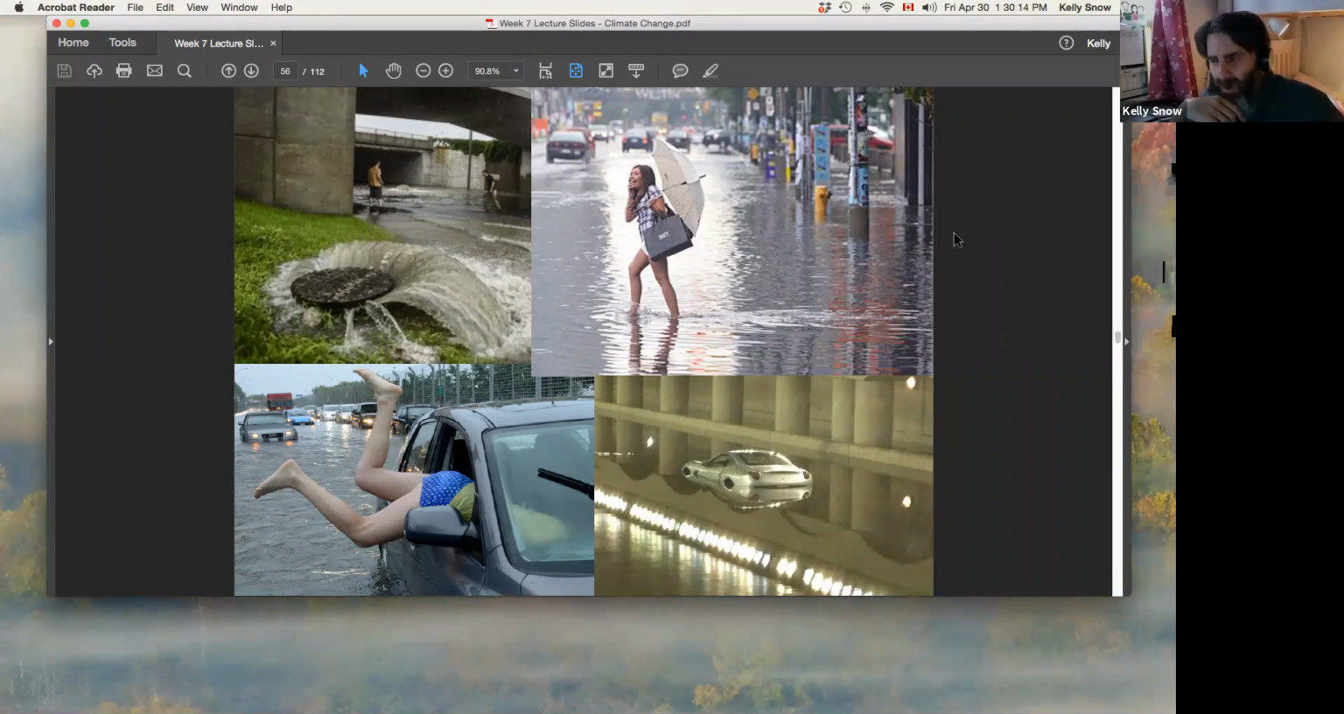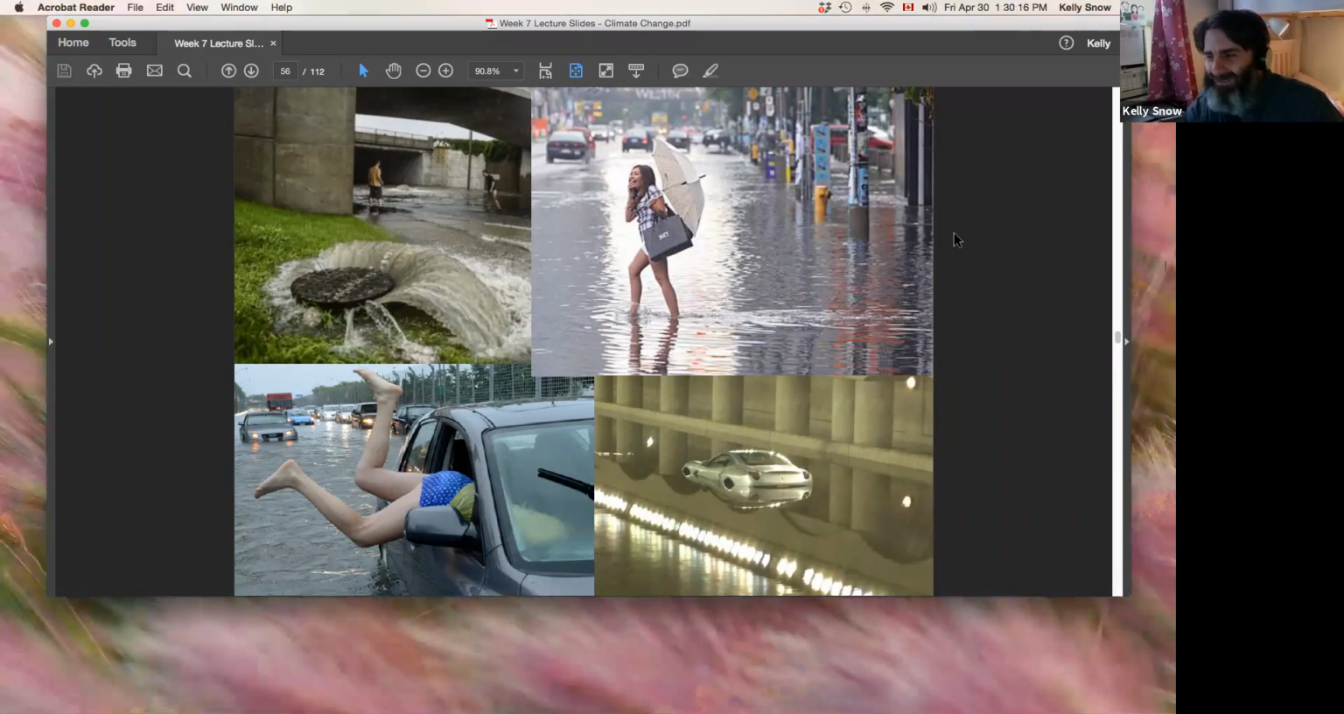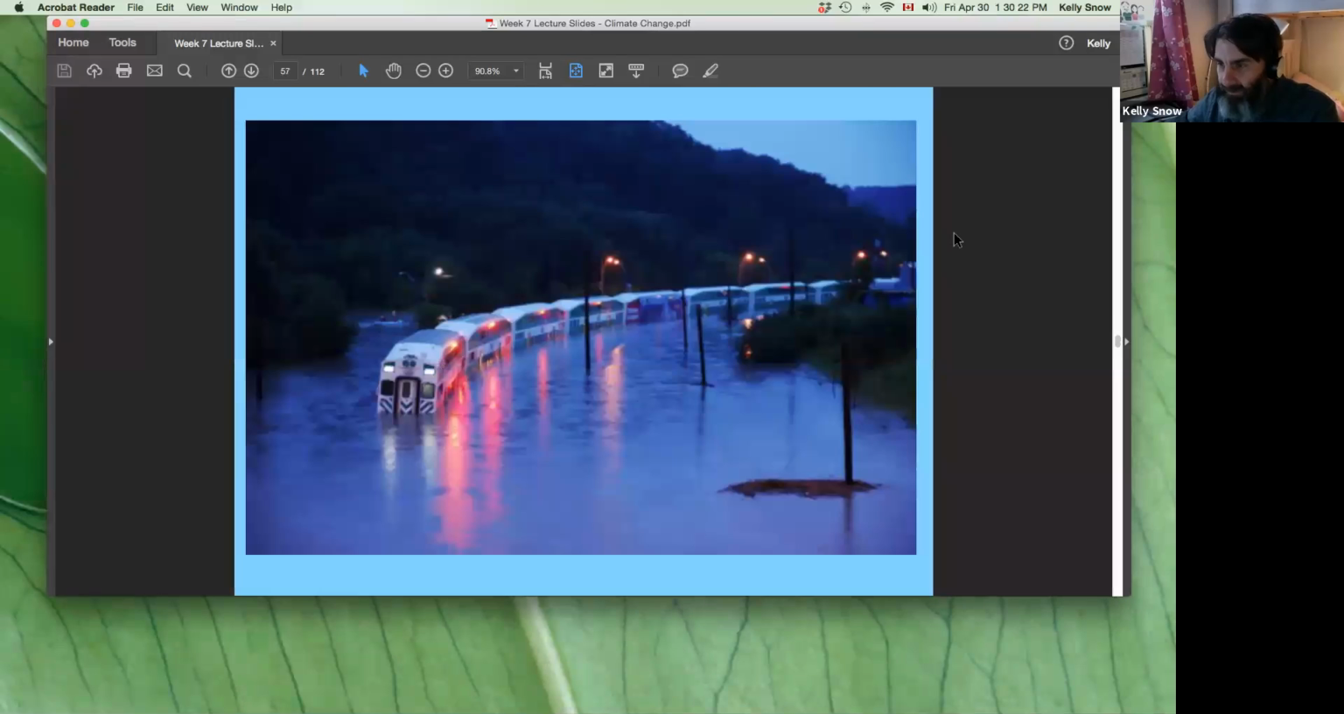I think that's a Ferrari. The poor guy, he's trying to get home. I think that's underneath Simcoe. Okay. And here's some images from pretty close by down in the valley.